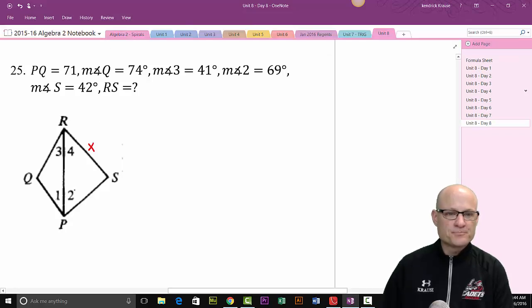So I know that Q is 74. I know that angle 3 is 41. I know that angle 2 is 69. And probably S, right? 42. They better have given us one side. What side did they give us? Oh, PQ. PQ is 71.